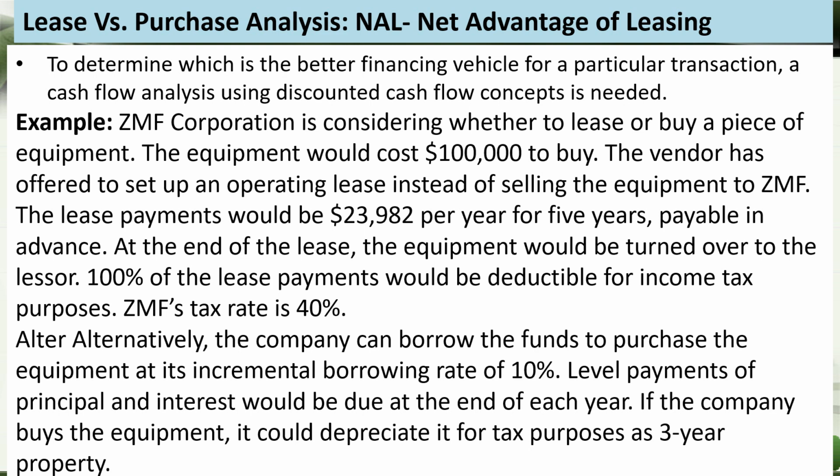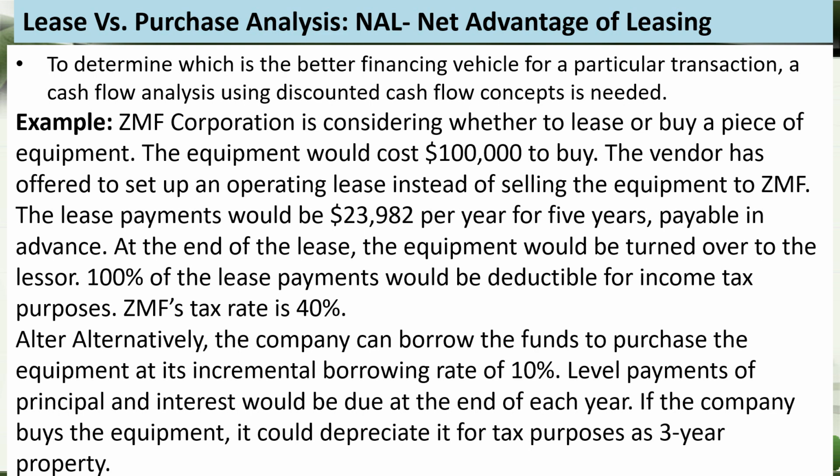Let's see an example. A corporation is considering whether to lease or buy a piece of equipment. The equipment would cost $100,000 to buy. The vendor has offered to set up an operating lease instead of selling the equipment to ZMF. The lease payments would be $23,982 per year for 5 years. In a simple multiplication, you will get that the lease payments will be more than $100,000. So it is not that way that we need to compare. So how do we calculate that?